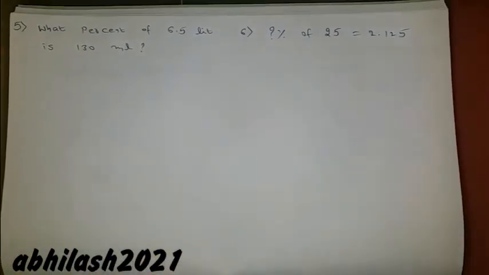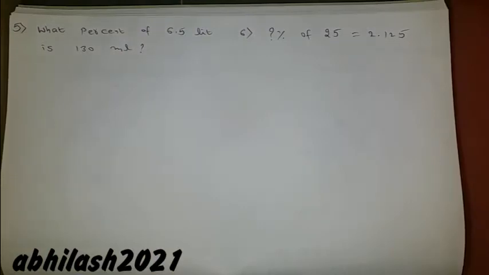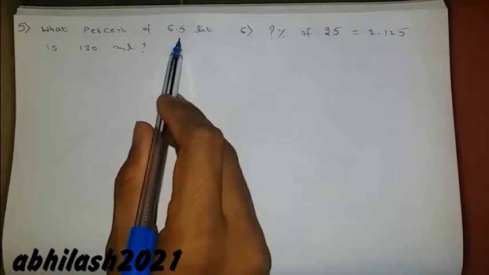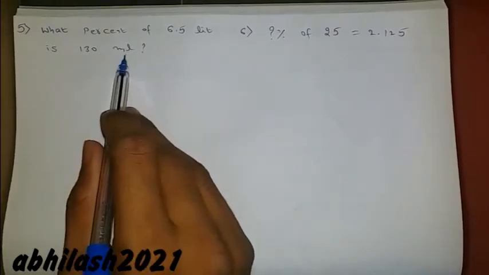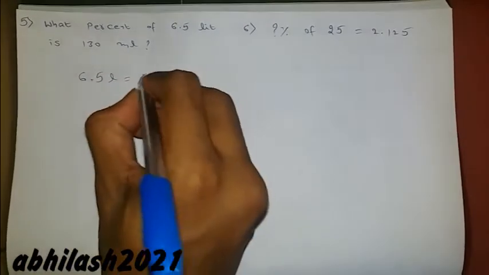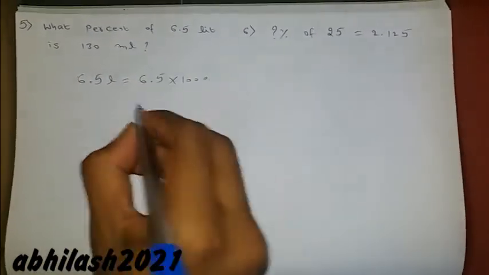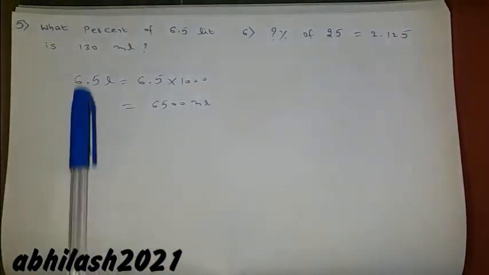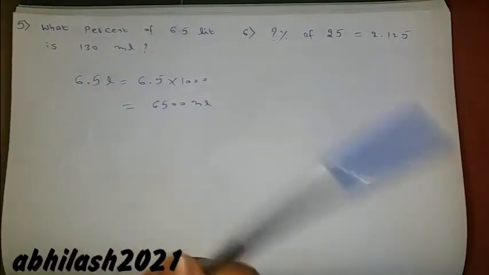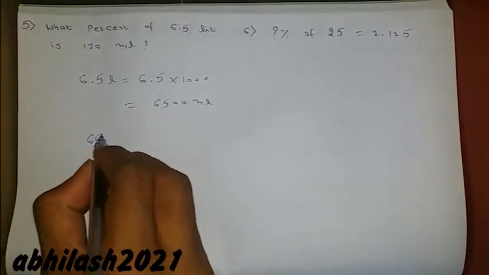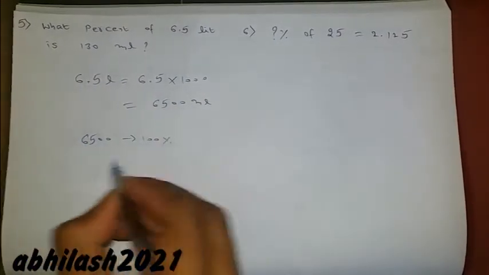What percent of 6.5 liters is 130 ml? So 6.5 is in liters, and 130 is in milliliters. So this 6.5 liters I will change to milliliters. 6.5 liters is equal to 6.5 into 1000, so nothing but 6500 ml. So what percent of this 6500 ml is 130 ml? What percent of 6500 ml? So 6500 ml is 100 percentage.